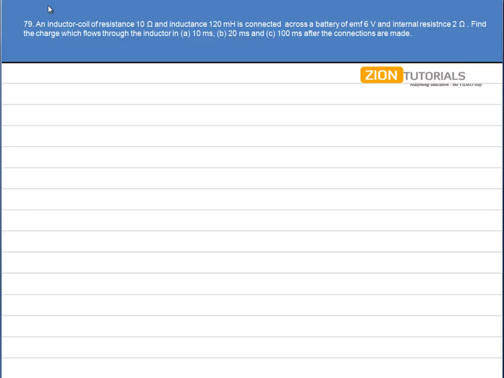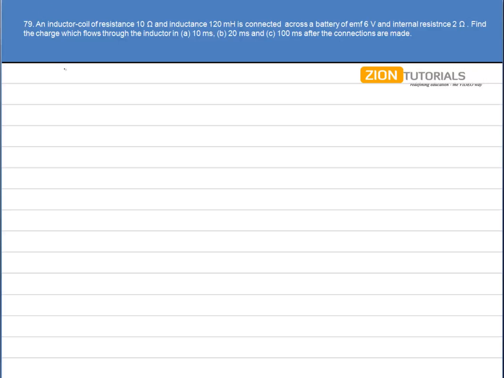An inductor coil of resistance 10 ohm and inductance 120 millihenry is connected across a battery of EMF 6 volt having some internal resistance that is equal to 2 ohm. We have to calculate the charge that is flowing through the circuit.